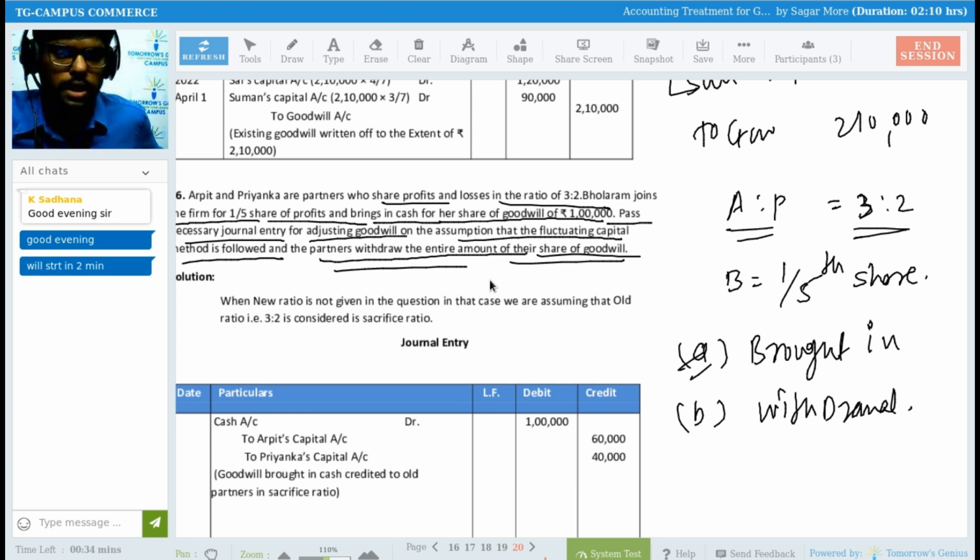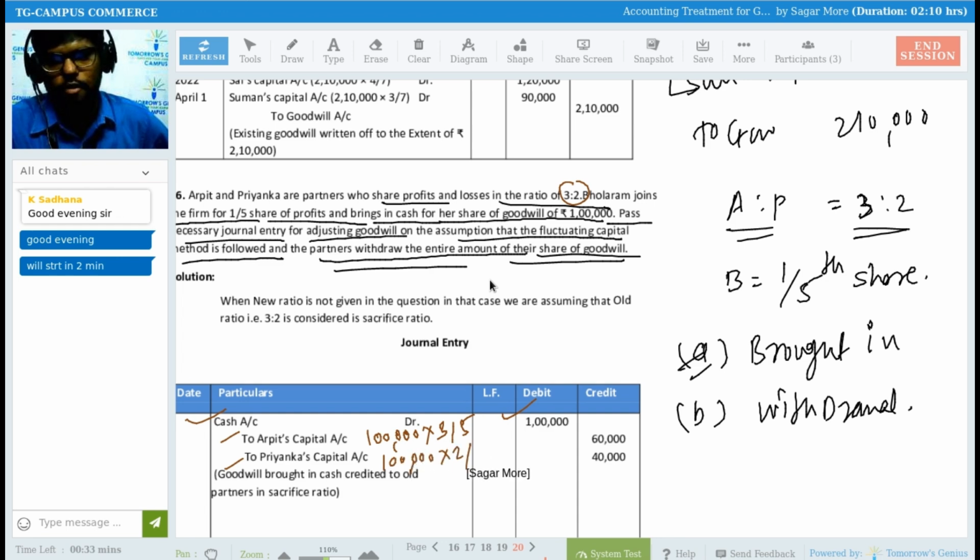Cash or bank account debit, right? To Arpit's capital account and to Priyanka's capital account, right? And in which ratio do we have to do this? We have to do this by the sacrifice ratio. There is no need to calculate the sacrifice ratio. The 3:2 will be the sacrifice ratio, right? So 1 lakh rupees we have to distribute in the ratio of 3:2. Yes or no? See, cash account debit 1 lakh, to Arpit's capital account, to Priyanka's capital account in the ratio of 3:2. So it means 1 lakh multiplied by 3 divided by 5 and 1 lakh multiplied by 2 divided by 5, right? Understood?